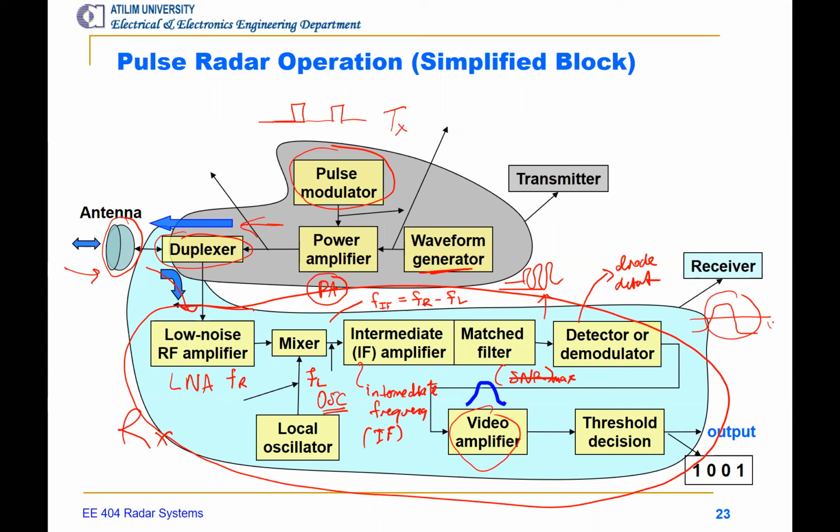Let's say this is the threshold. If the signal exceeds this threshold, we declare that there is a target. If it is below that threshold, that's declared as noise. It's called the decision stage, decision thresholding. So that's a simplified operational block diagram of a radar system.